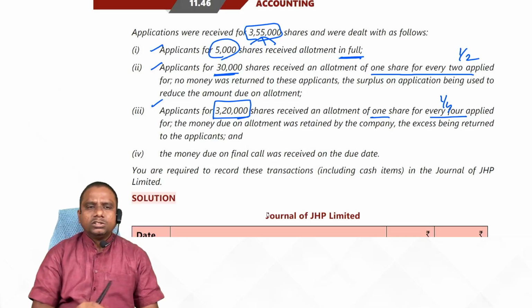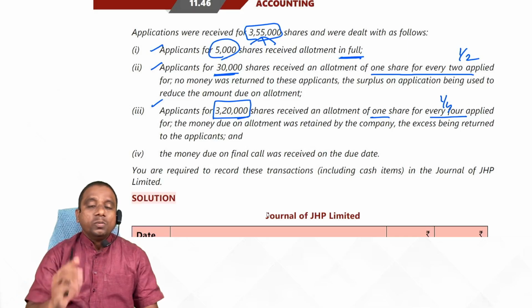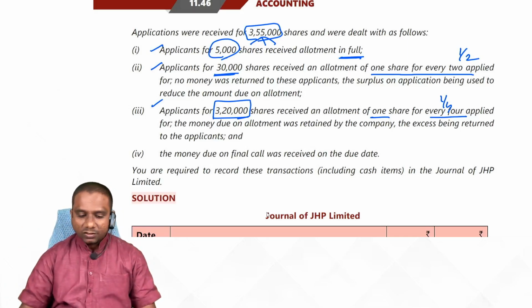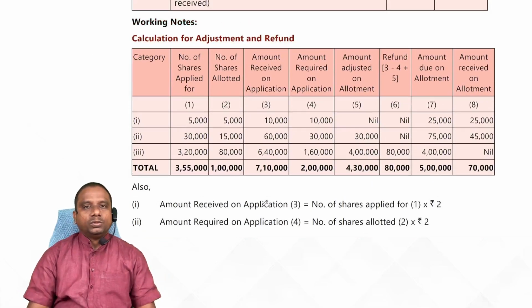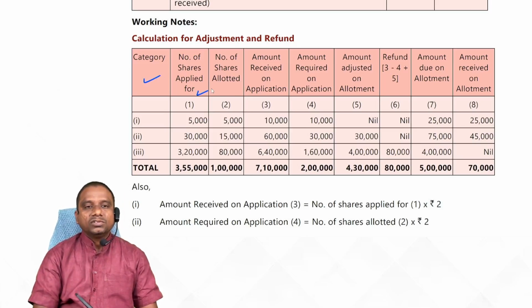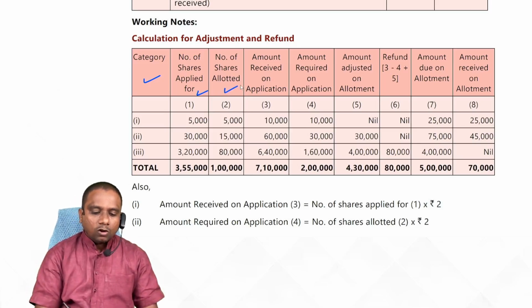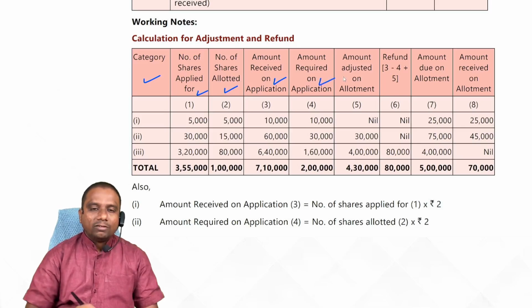So here it is not possible for us to allot the total number of shares. How many shares have we issued? 1 lakh. So we allot only 1 lakh shares. Now look at. This is the table you have to prepare, students. Very, very important table. First category, next one, number of shares applied. So how many shares applied by each category of people? Next one, how many shares we allotted to them? So how much application money received? Actually, how much amount you have to receive?